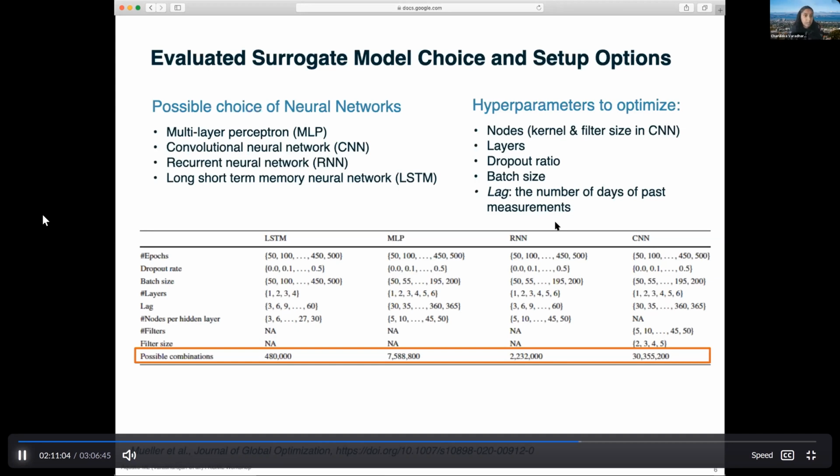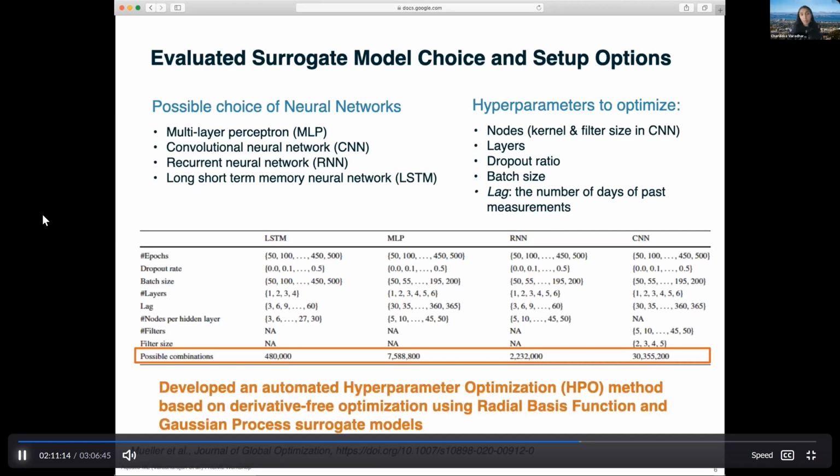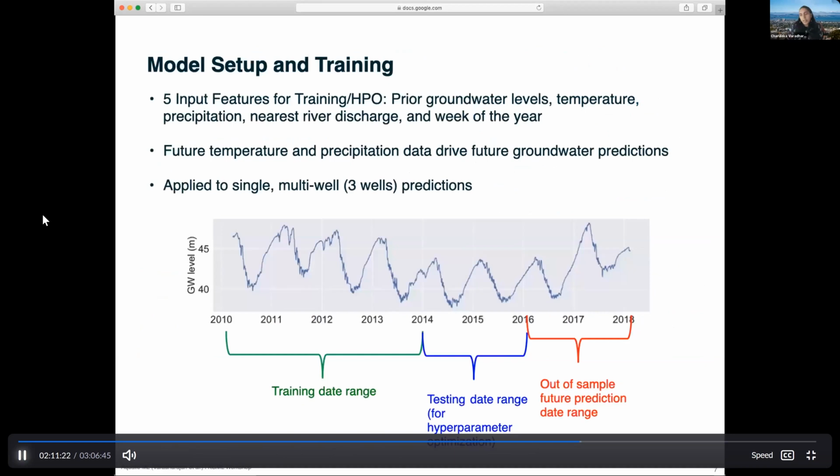So Julie had previously developed a black box optimization approach that uses surrogate probabilistic models, namely radial basis functions and Gaussian process models, to converge to the ideal hyperparameter space much more quickly. We published this in a recent paper. And after we developed that HBO approach, we also set up the models using 5 different input features for the training and for the hyperparameter optimization.